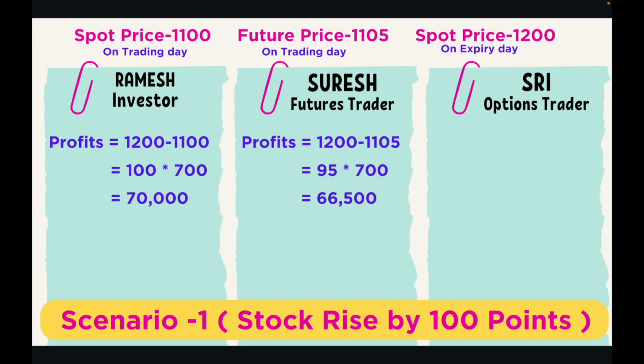Now let's see the future trader. 1200 is the present price, minus 1105. Why are we getting 95 points for the futures trader and 100 points for the spot trader? We already discussed this point in the previous videos, so I hope I need not say it every time. Those who watch continuously know it much better. So for the future trader, 95 points into 700, the lot size, the profit Suresh got is 66,500.